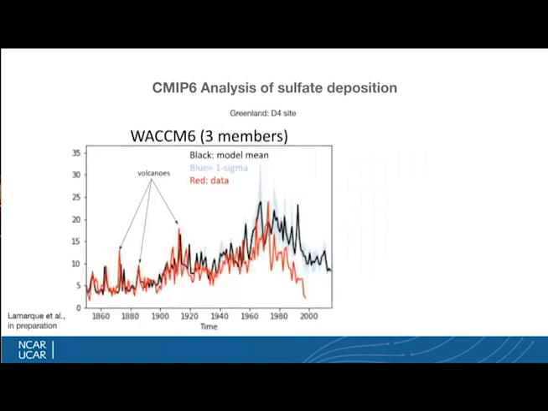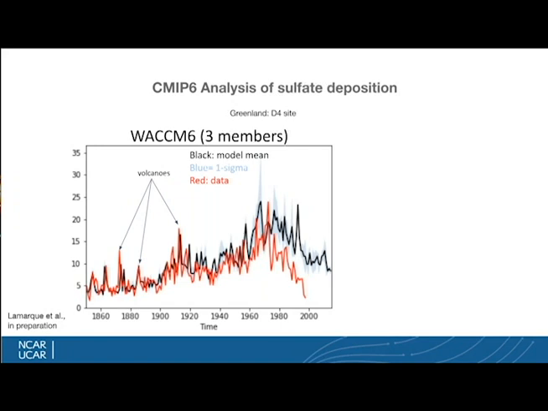So now moving to CMIP6, and I'm sorry for the quality of the figure. The translation from JPEG to the presentation didn't work so well, but this is something I've started to look at, looking at a lot more ice cores and looking at all models in the CMIP6 archive. So here I've highlighted obviously the WACCM6 model.